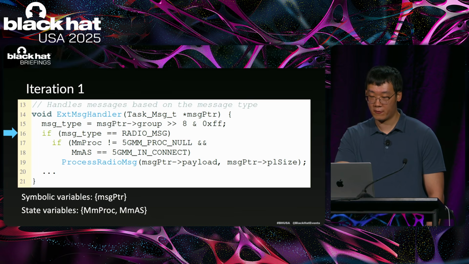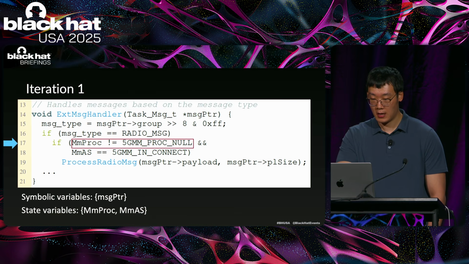Since message type is assigned from message pointer, we can get past this branch, no problem. But at line 17, we encounter the branch depending on a state variable. But in this iteration, the proc is now symbolic, and its default value will be that it is null, so it cannot satisfy the branch. So we have to stop here, and we can now reach the target line 19.